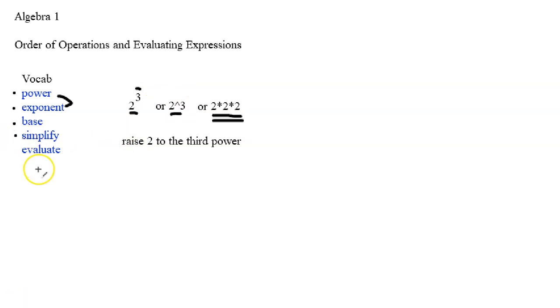Now the next word is simplifying or simplification. Simplification is when we take our numerical expression and simplify it by performing the actual operation. For example, with 2 to the third, you can rewrite it as 2 times 2 times 2, and I would write its actual answer, which is going to be 8.